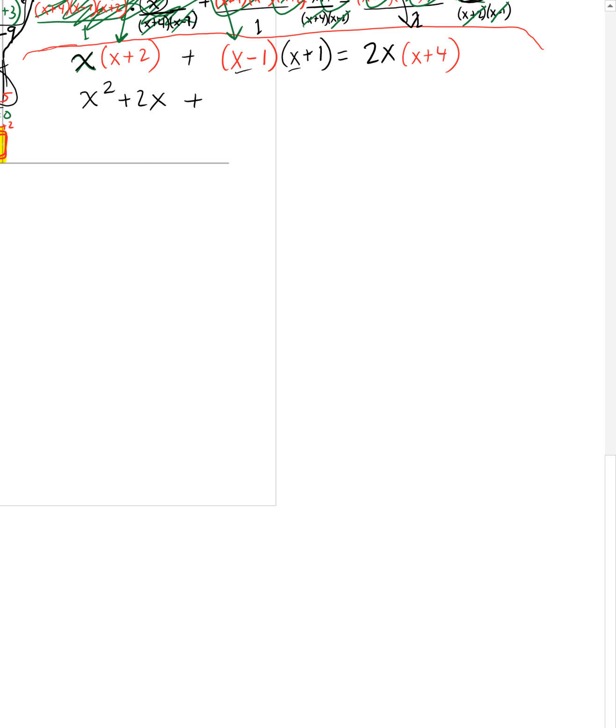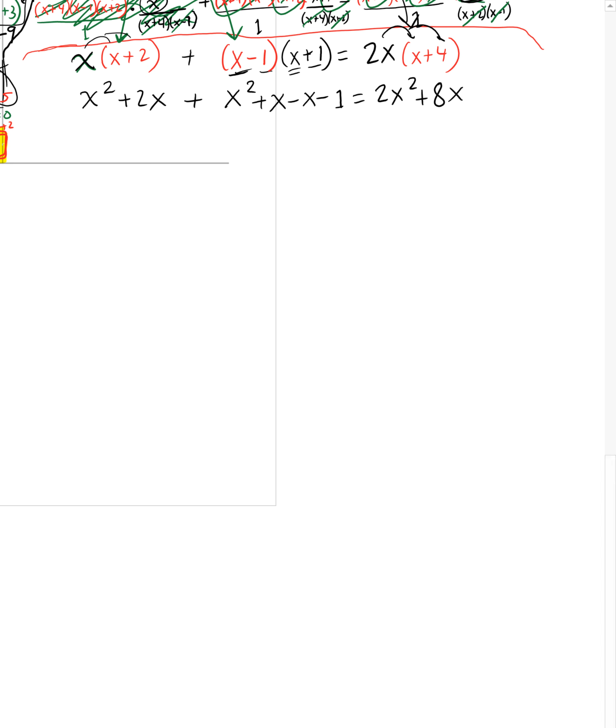The first times the first, x times x is x squared. Outer, x times 1 is x. Inner times inner is a negative x. The last times the last is a negative 1. On the other side, if I distribute the 2x, I'll get 2x squared plus 8x.